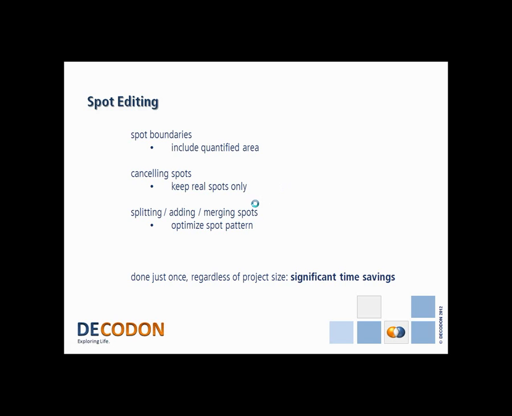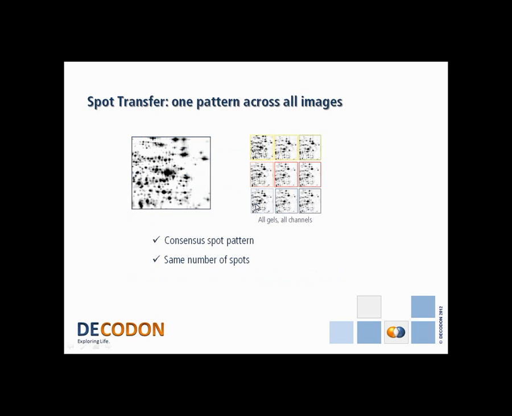So let's go back to the presentation and coming to the spot transfer. What we have created on the fused image is the consensus spot pattern, and we want to apply it to all the other images, to all channels on all gels. This will result in the same number of spots and also in complete spot matching, and it will take us just a few seconds. Have a look at this.